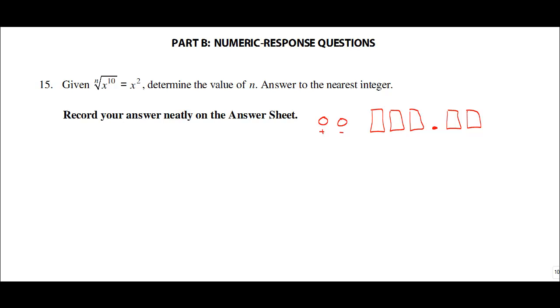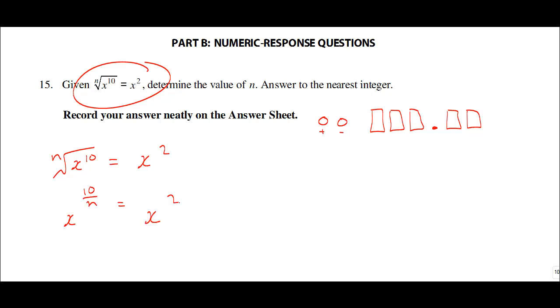So if we take a look at this, maybe I'll just rewrite this part down here. We have x raised to the power of 10, and then we take the nth root of it, and it's equal to x squared. So I want to know what n is right here. Remember that if we want to, we can write these radicals as powers. So remember, the 10 goes on top and the n goes in the bottom.